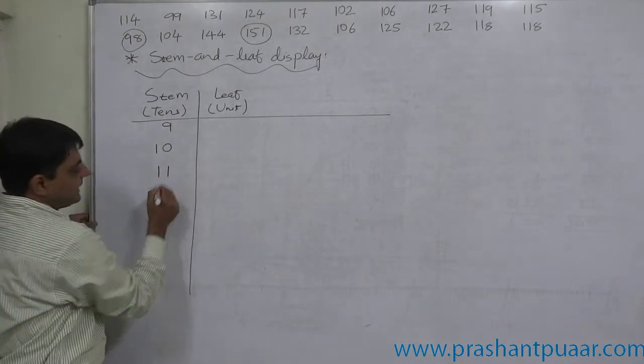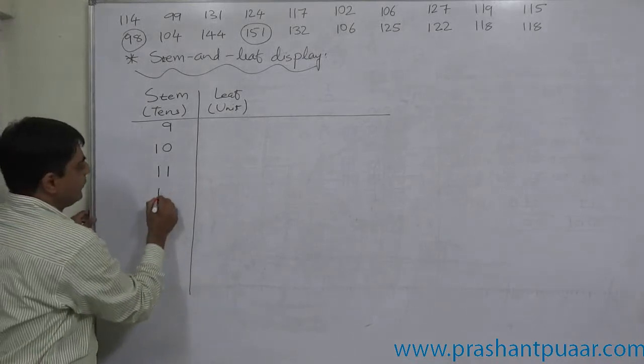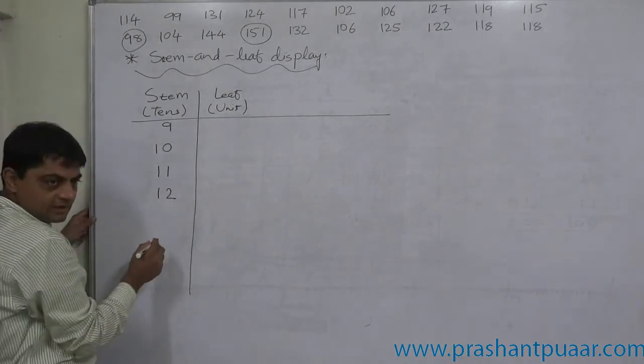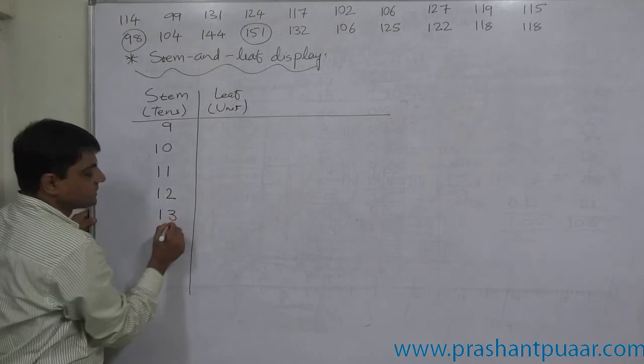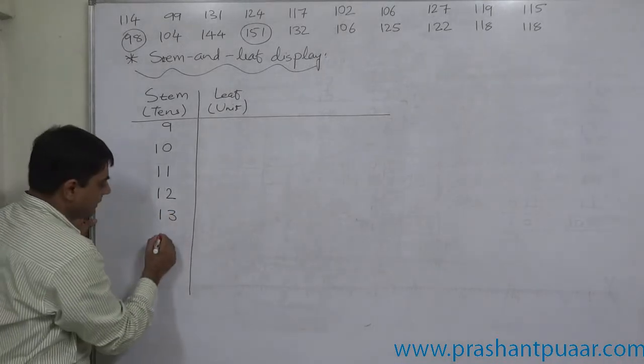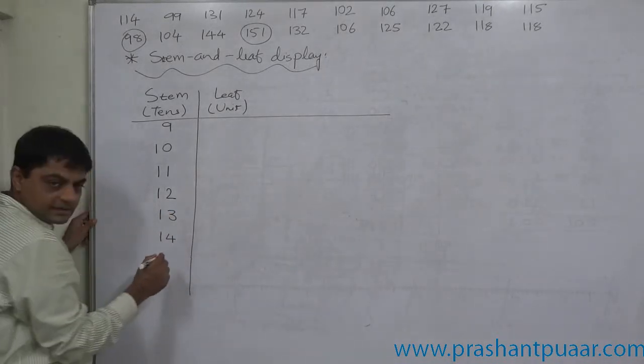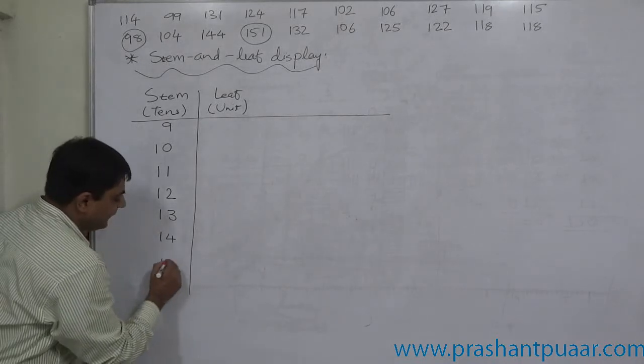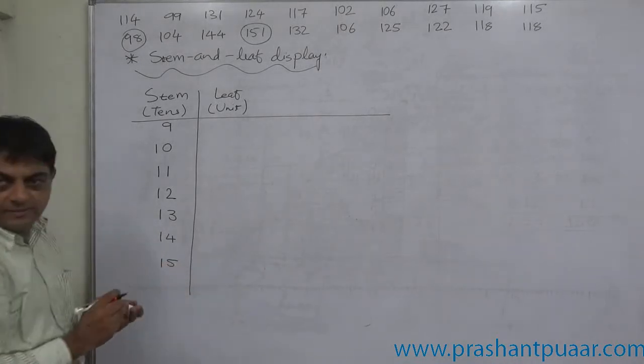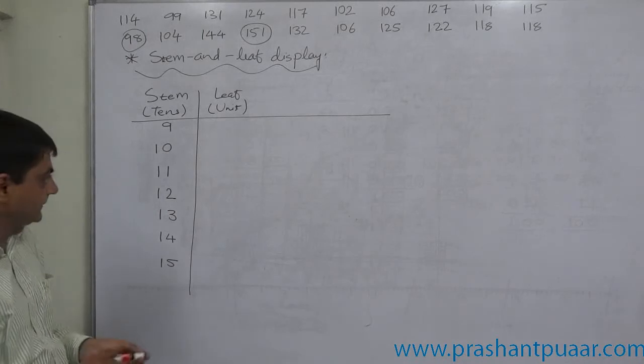11 means 11 tens, or 110. 12 means 12 tens, 120. 13 means 13 tens, 130. 14 means 14 tens, 140. And 15 means 15 tens, that means 150.